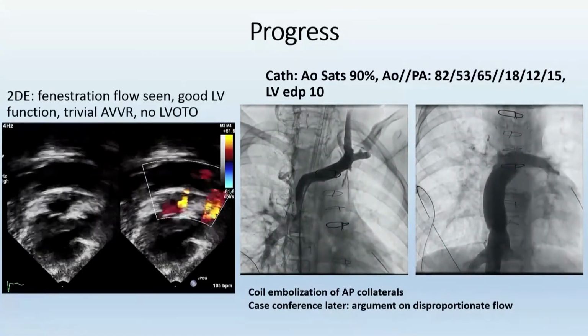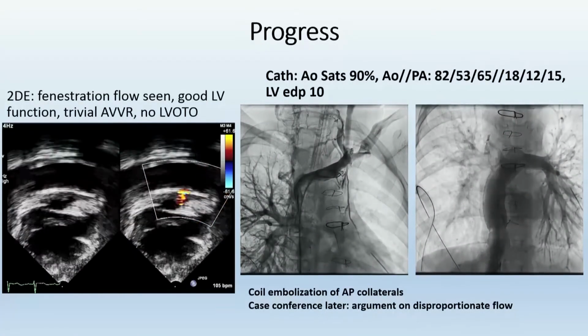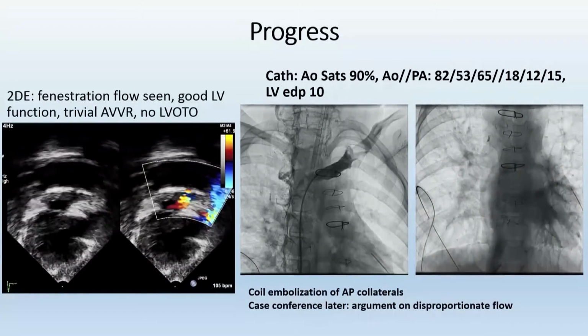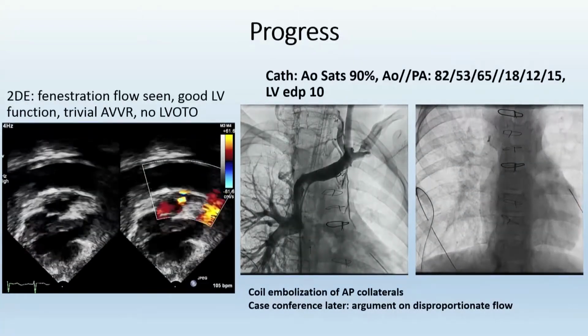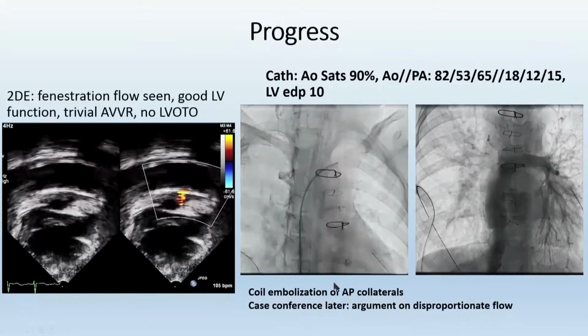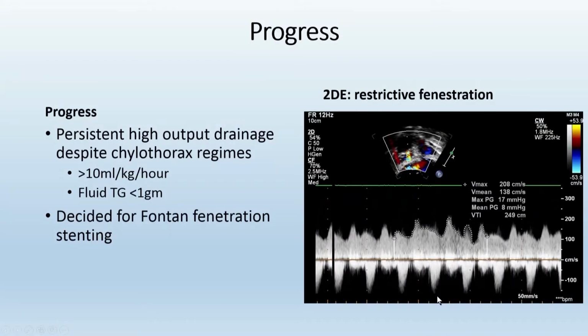There is an argument in terms of disproportionate flow from the Glenn and from the Fontan circuit. The Glenn goes more into the right side, and the Fontan circuit goes more into the left side. I'm not sure whether this will give problems to the patient. So we decided at that time, I think the cardiologist decided to stop the procedure without fenestration stenting.